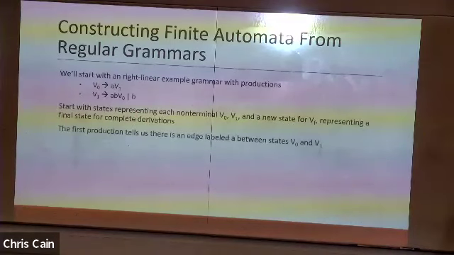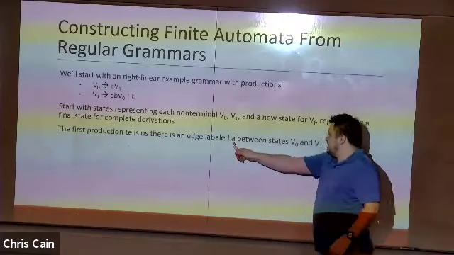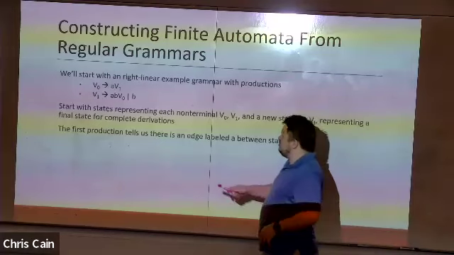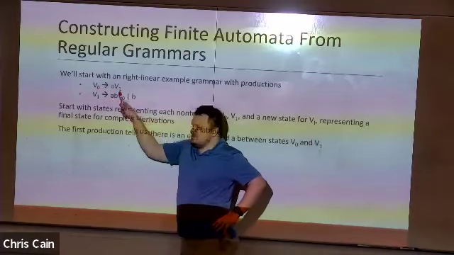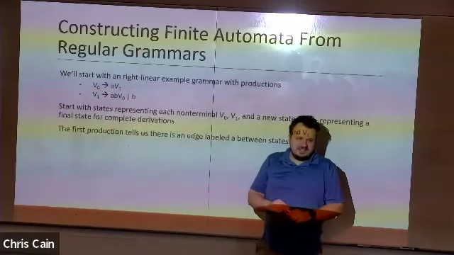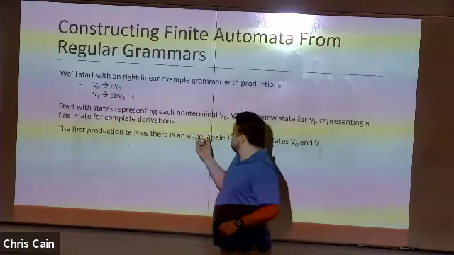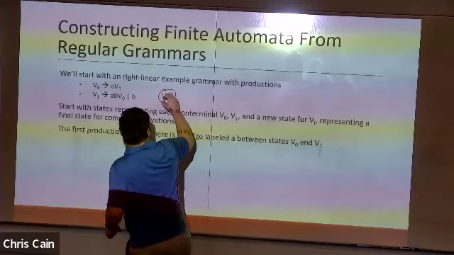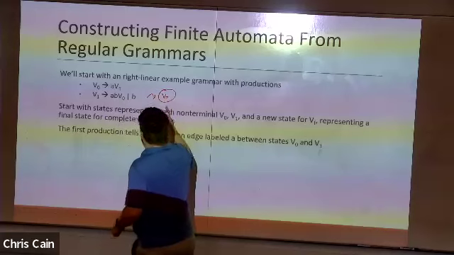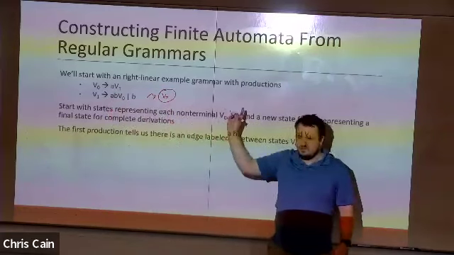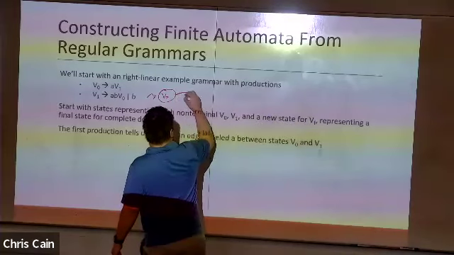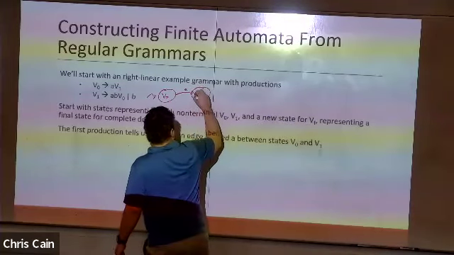So the first production, at the very top, tells us there's some edge labeled A between V0 and V1, meaning that we consume an A and we get from V0 to V1. Right? Does that make sense? So we'll draw this out. We have V0, normally we label these Q0, but since they represent variables in a grammar, we'll call them V0. We consume an A, and we go to V1.